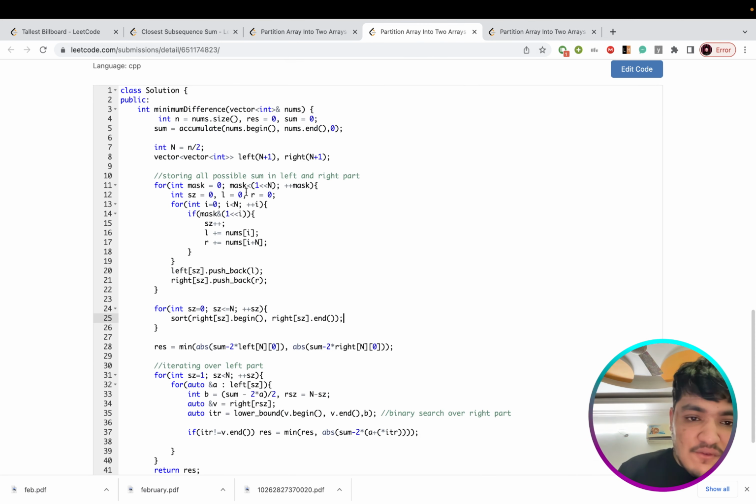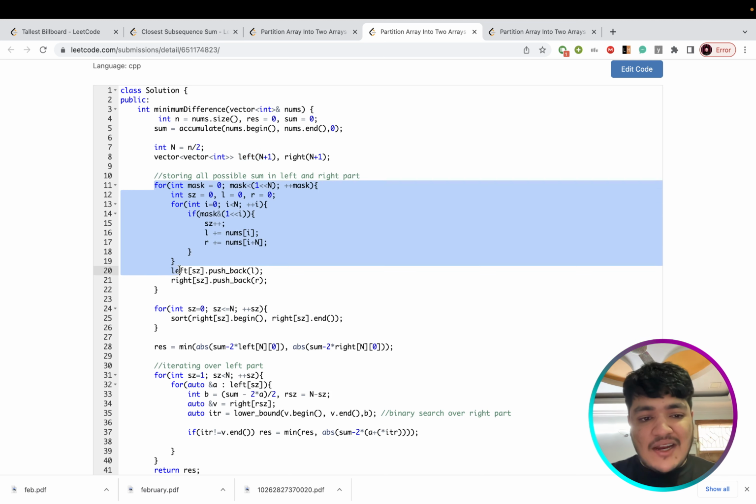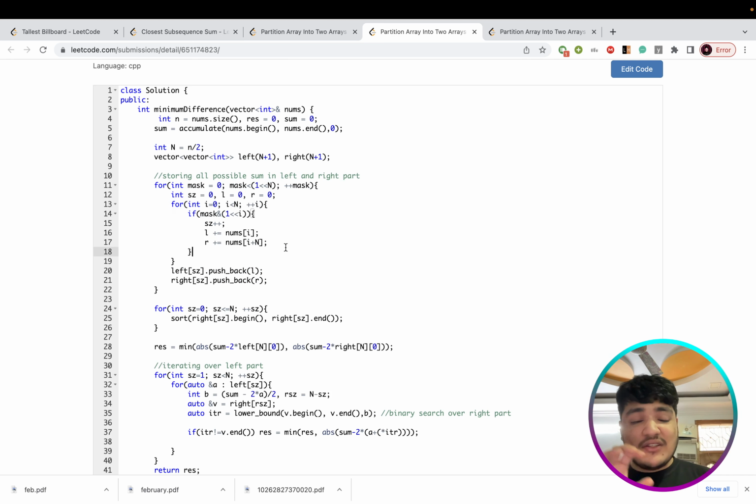So now what I did was I divided this array into two partitions, left and right. Now I started iterating over and generating all the subsets of left simultaneously. Since n is in the range containing even numbers, both of my partitions would be of n by 2, which would also be even. What I mean to say is that both of the partitions would be of equal length.